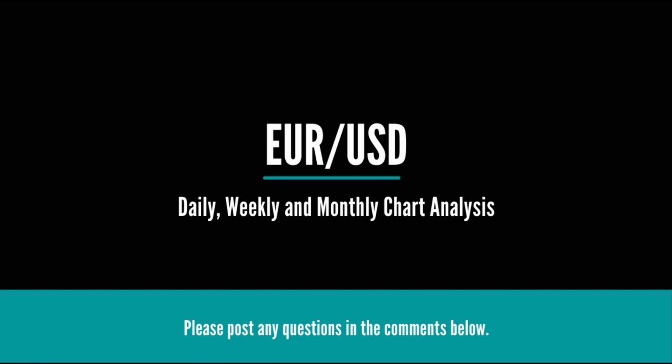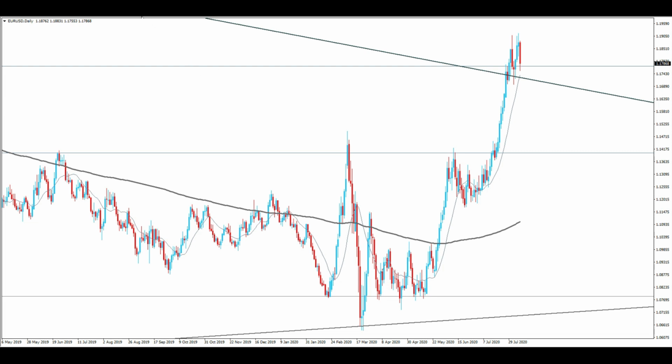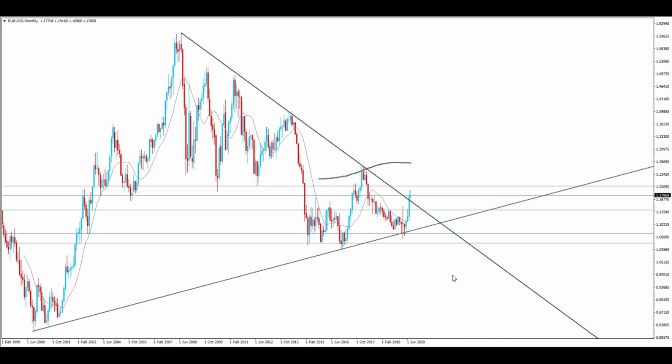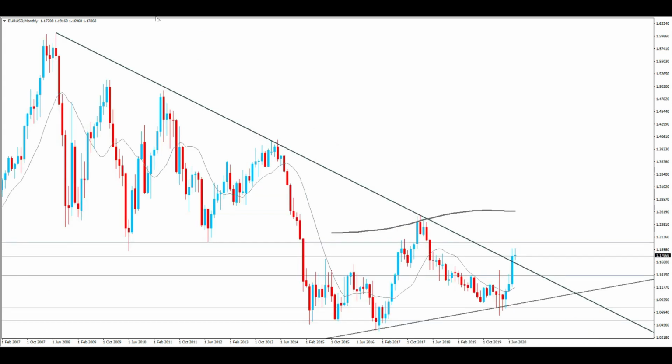Okay, so first up, we're going to check out EUR/USD. For EUR/USD, we're going to start on the monthly chart. And as you can see, we have these two trend lines here giving us that wedge pattern. Last month, we had that break of the upper trend line with this candle. But for us to be confirmed that there's an actual break of this trend line, we probably need to see another bullish candle to the upside to confirm that.